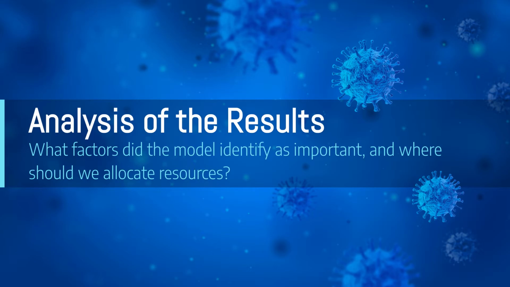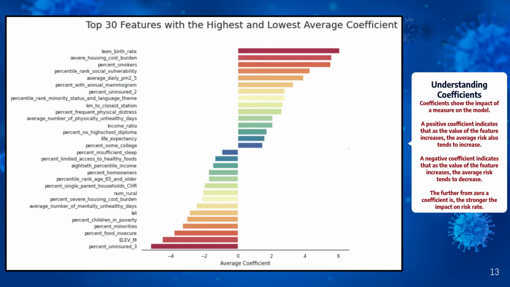So let's take a look at the actual results. First off, here are the 30 features with the highest and lowest average coefficients. Now, to understand coefficients, they show the impact of a measure on the model. A positive coefficient, for example, teen birth rate, means that the higher that teen birth rate becomes, the higher the risk for that county becomes. A negative coefficient, for example, percent uninsured, has the opposite effect. The lower a percent uninsured becomes, the higher the risk.